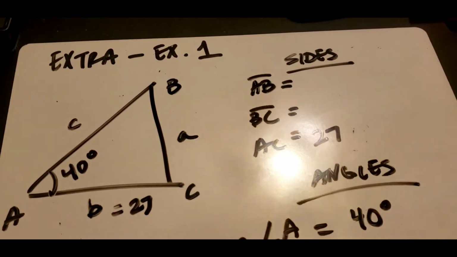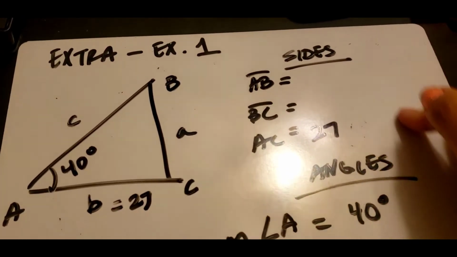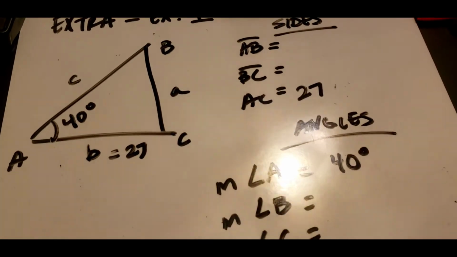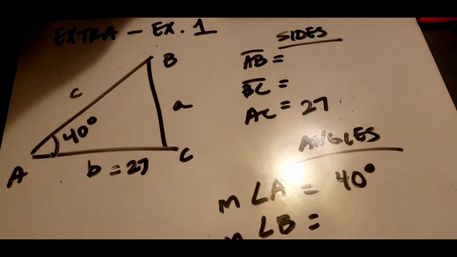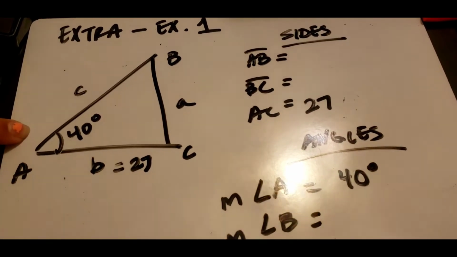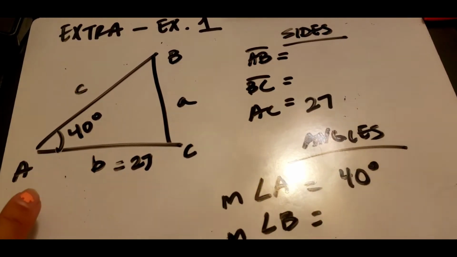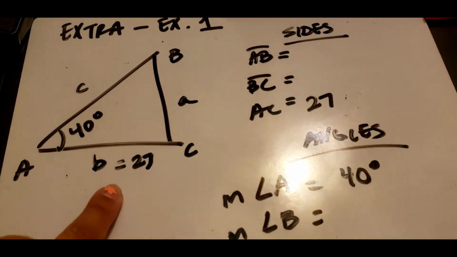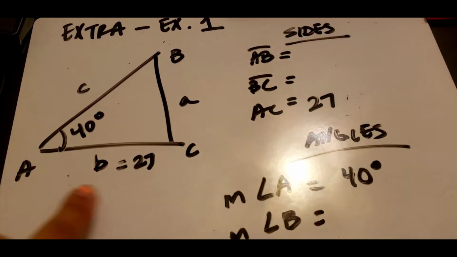All right, so basically the directions are the same. We're going to find all the missing sides, all the missing angles. If you notice, again, we have a right triangle. We have one angle A, which is 40 degrees, one side, lowercase b, which is 27, or what I'm calling AC.